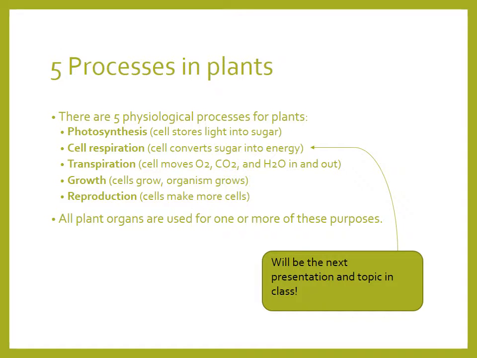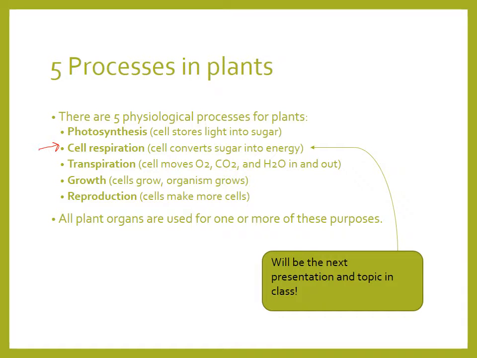Now there are 5 processes in plants that you got to know about. The first one is going to be photosynthesis. I want you to really take notice of photosynthesis here because I've kind of summarized it for you in saying that cells store light into sugar. Basically, they take that energy from light and CO2 and water, and they turn that into sugar, which is really important for the plants because they break that down later in a process called cell respiration.